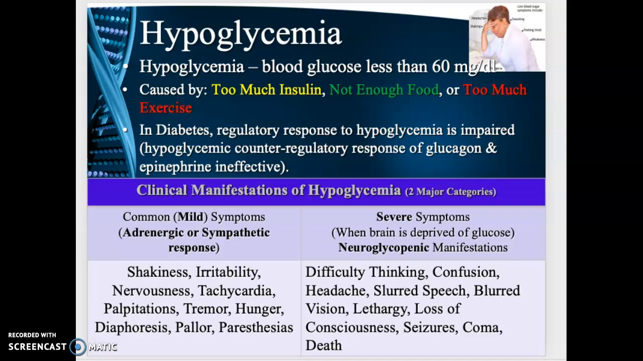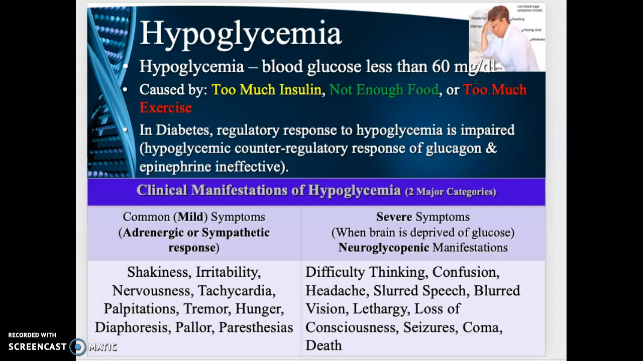Okay, so this is the fifth part of our diabetes lecture, and it's going to be on hypoglycemia. And let's start with hypoglycemia. I taught you guys a few slides ago that the normal blood sugar is 70 to 110. So hypoglycemia is low blood sugar, so their blood sugar is less than 60.